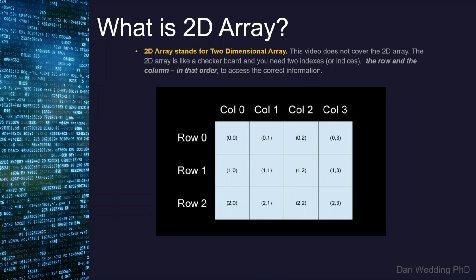2D array stands for two-dimensional array. This video does not cover the 2D array. The 2D array is like a checkerboard, and you need two indexes, the row and the column in that order, to access the correct information.